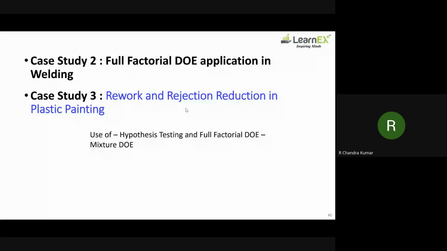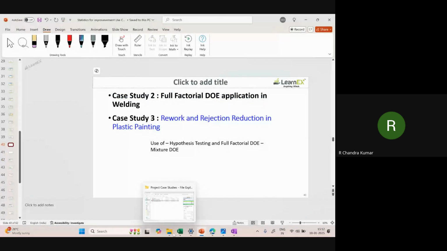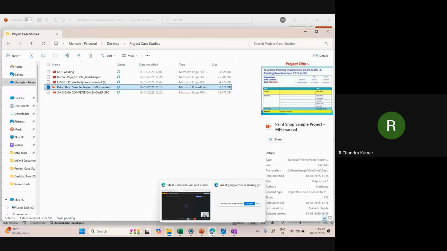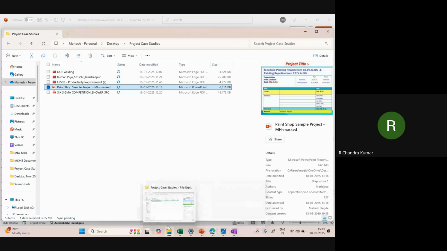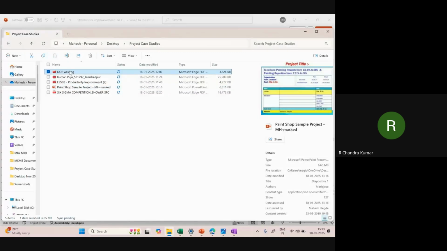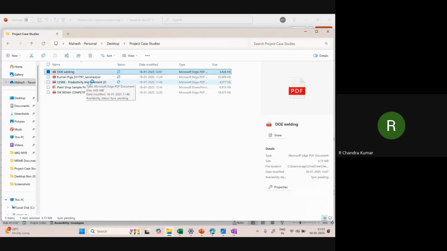I think I'll be able to show one more case. There are many case studies, but I'll show you one more case of design of experiments, maybe. Yes. Let me show one case and then we will end. I have many, but I don't have time to show all of them. So one case of design of experiments I'll show. This is very straightforward and simple, and I'll show end to end what is done.